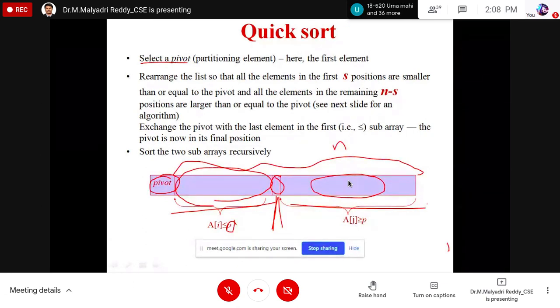Once again, listen. In quicksort, first we choose the pivot element. Generally the pivot element may be the first element, last element or median element. According to our syllabus, we treat the first element as the pivot element.